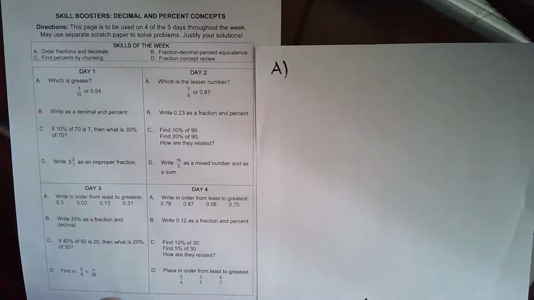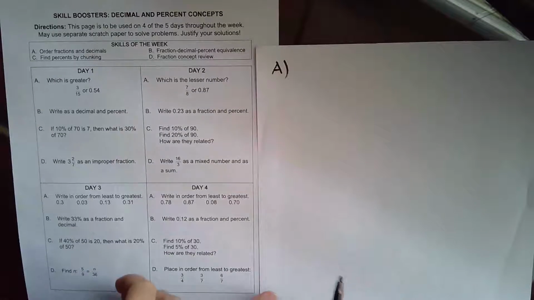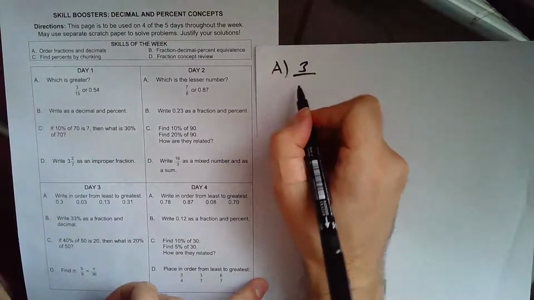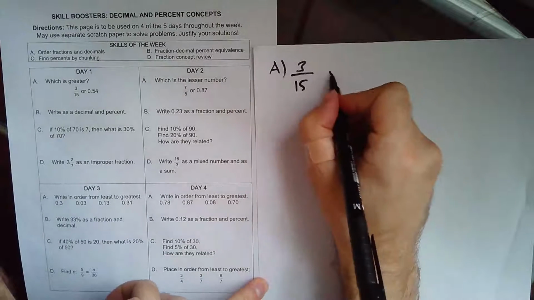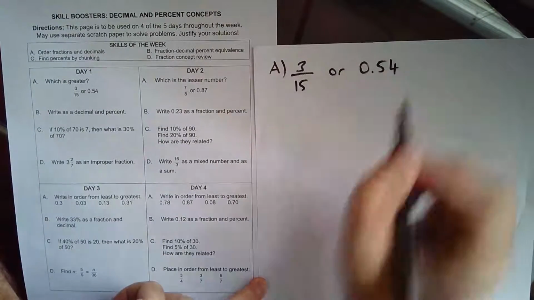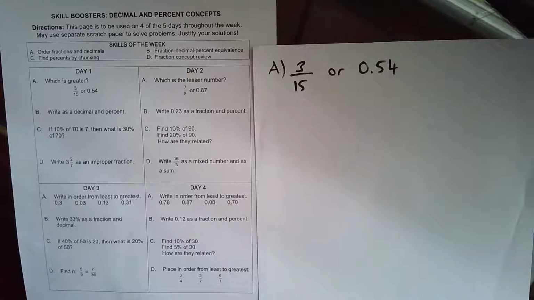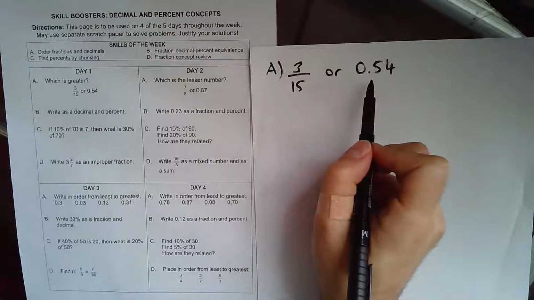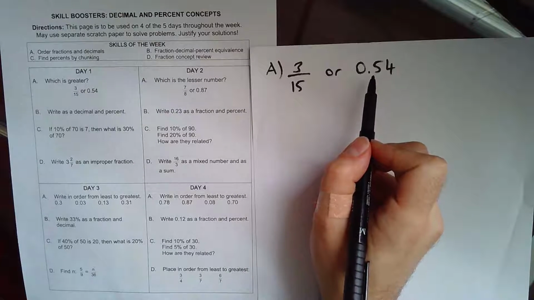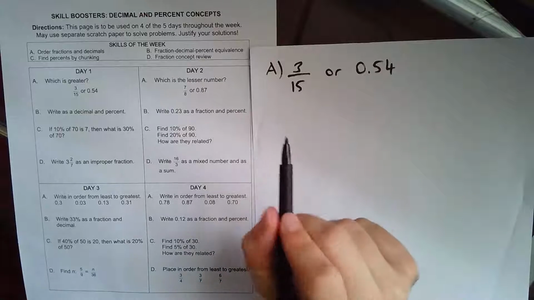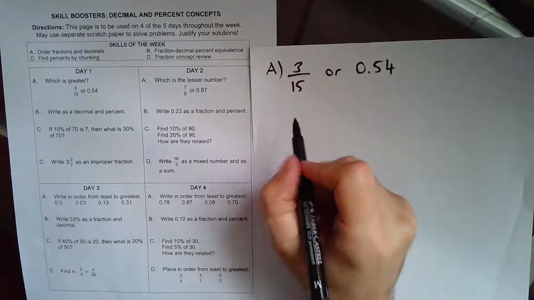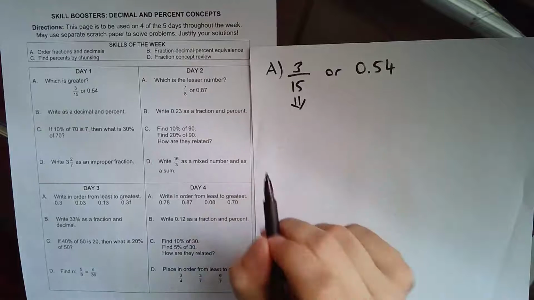In the letter A it says which is greater, 3 over 15 or 0.54. So in this type of question, when we are comparing two different number types like fraction and decimal, we have to make them common. You can convert this fraction to decimal, or you can convert this decimal to fraction and then compare it. I think here converting this fraction to decimal is easier.